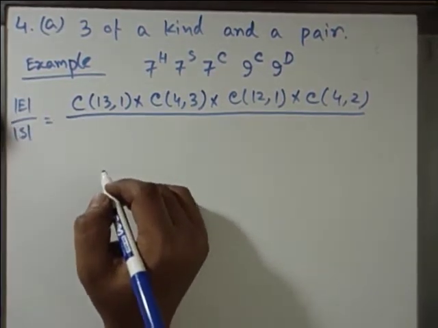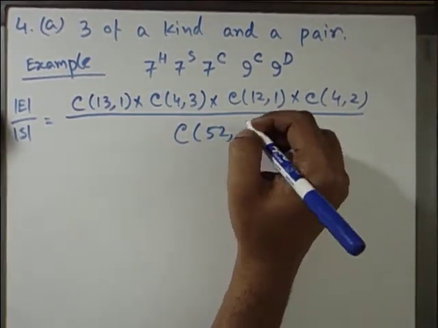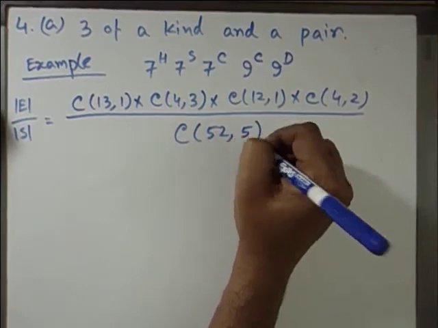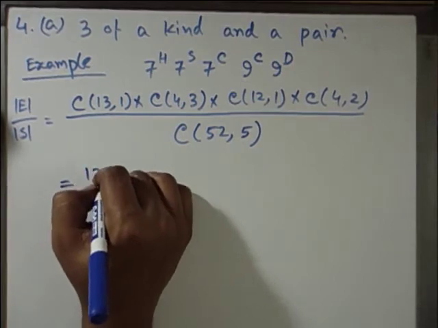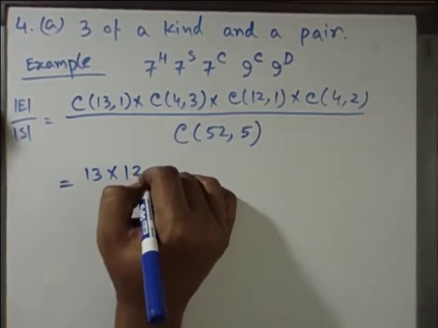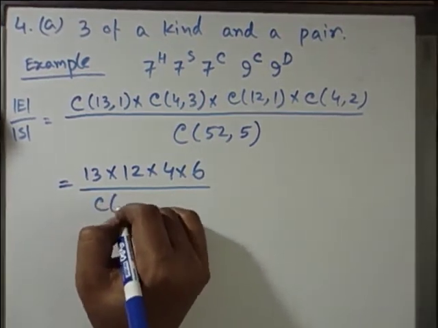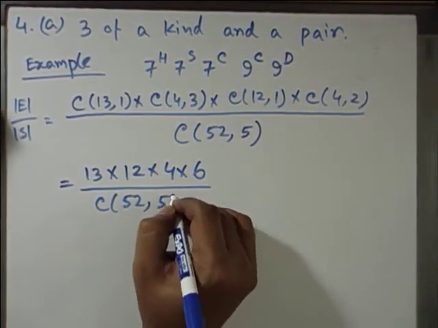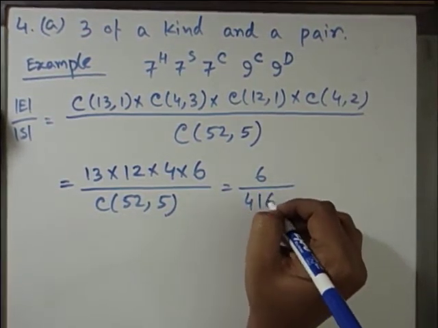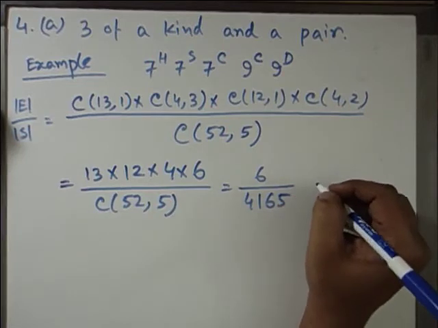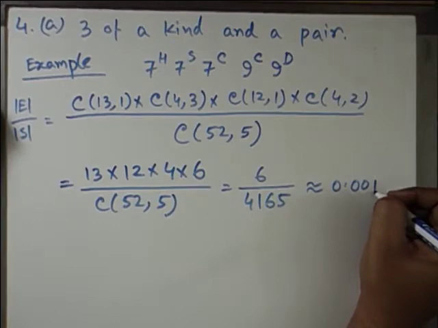And what's the size of the sample space? You are choosing 5 cards from 52 cards. So that's your probability. If we solve this, this is 13 times 12 times 4 times 6 over 52 choose 5, which is 6 over 4165, close to 0.0014.